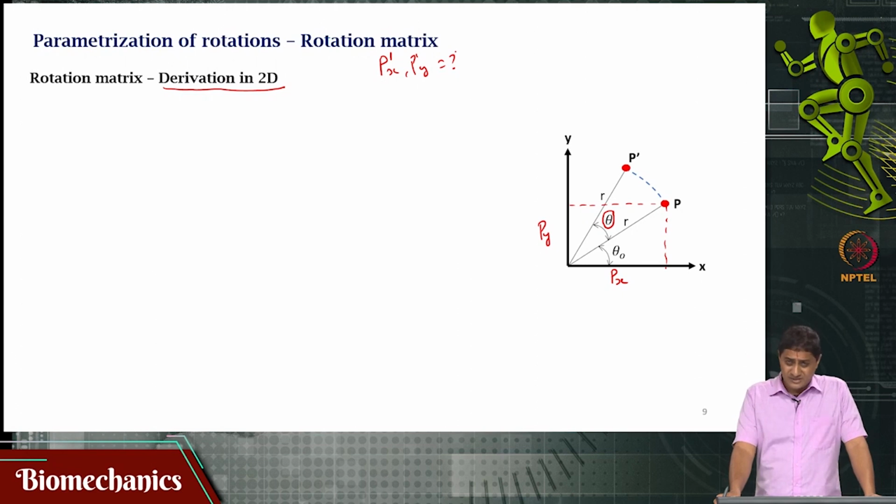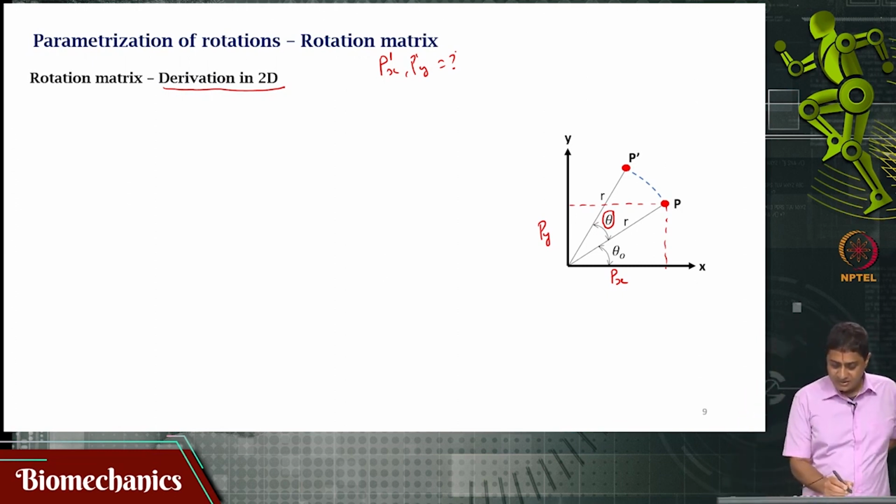Well, there are many ways of doing this, but the best way to learn is to start from the first principles. So, here we will derive the coordinates of this point P dash using first principles, and then we will define what the rotation matrix is. So, there is some intuitive understanding of what this means.